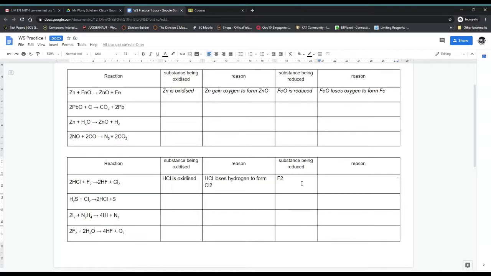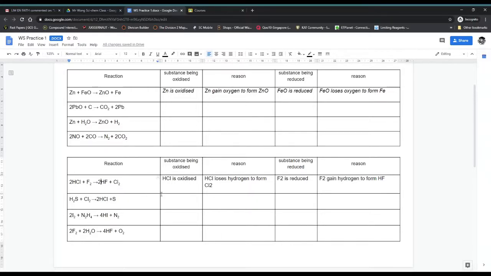My explanation to this is that F2 gains hydrogen to form HF. One thing to take note: you notice that I do not include the balanced equation inside. There's no need to. Focusing on the formula will do. The gain of hydrogen is shown by it initially being F, then becoming HF. That H added to the formula tells you that it has gained hydrogen.